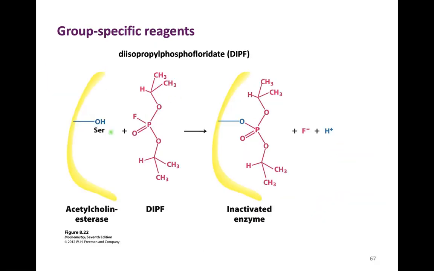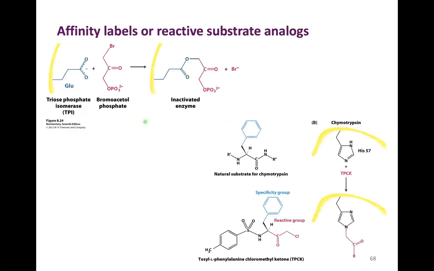If the positioning is appropriate between the hydroxyl group and the leaving group, attack occurs. Okay, the more specific affinity labels, or reactive substrate analogs. So these look like the substrate, and they might have a leaving group that leaves as a result of that covalent modification. As you can see here, this is an analog to the natural substrate of this triose phosphate isomerase.